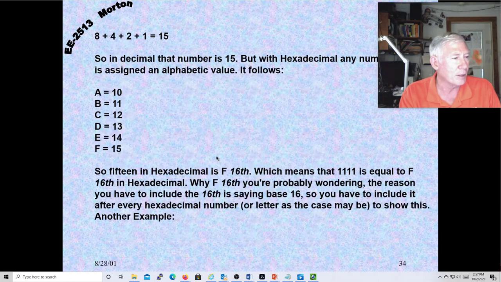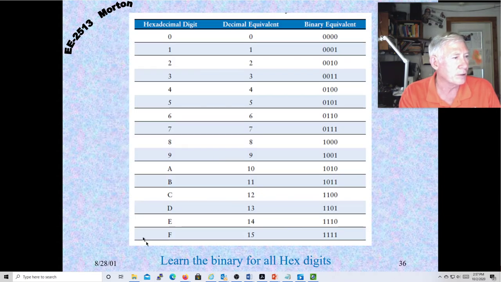And I would recommend that you make a little chart like this. You write down the hex digits, the decimal equivalent, and the binary equivalent, and you memorize this entire chart today. You will use it the rest of your engineering life, so you might as well do it today. It's really handy and nice. You should be able to look at 1100 and know that that is 12 and hex C, and you shouldn't have to think about it. And 1010 is 10 and it's A and so forth.